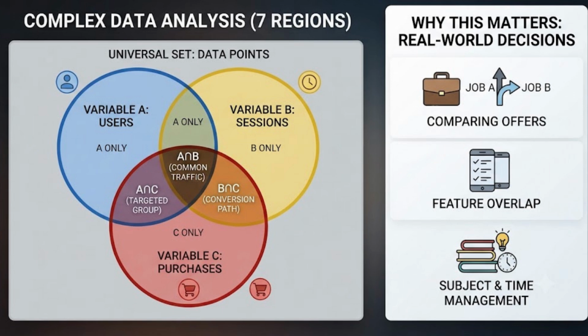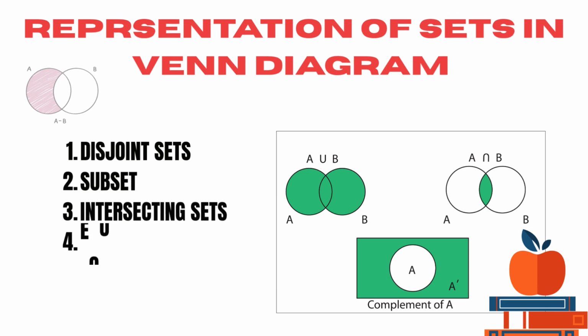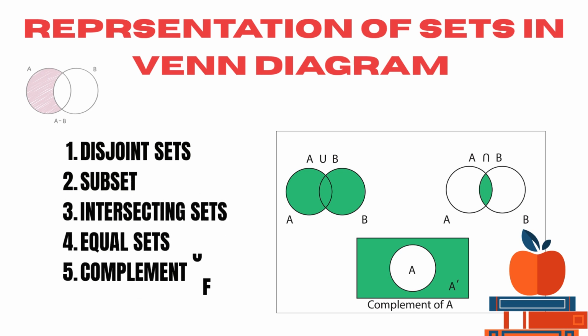Why this matters, so, why should you care? Because we make decisions every single day. Should you take job A or job B? Which features do 2 different smartphones have in common? How do you manage your study time across different subjects? We can represent sets in Venn diagram in 5 ways. Disjoint set, subsets, intersecting set, equal set, complement of sets.